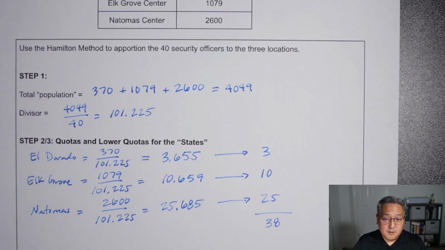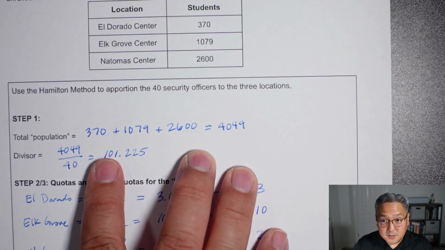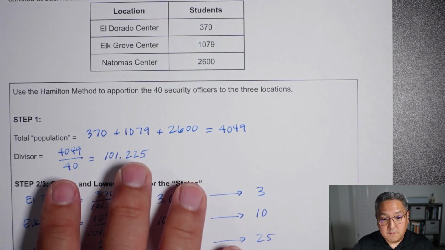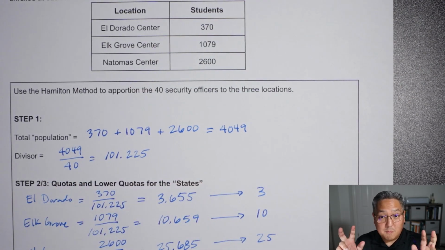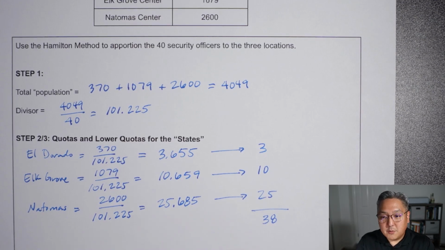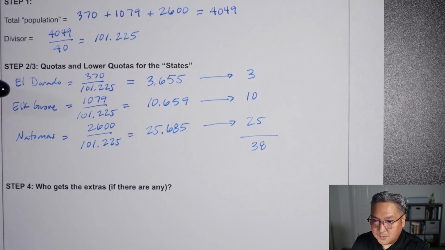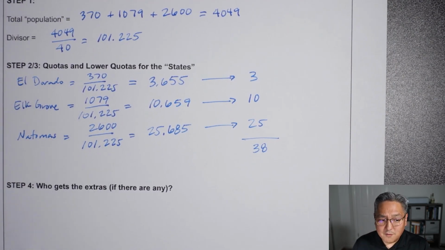Okay, so hopefully you did at least maybe half the problem so far, because you're unpausing the video and seeing what I'm doing here. I added up my populations, right? My total number of students, found my divisor by dividing by the number of representatives, in this case, the number of security guards that we're apportioning. And then I can find my quotas and lower quotas for each of these centers by dividing their populations by the divisor.